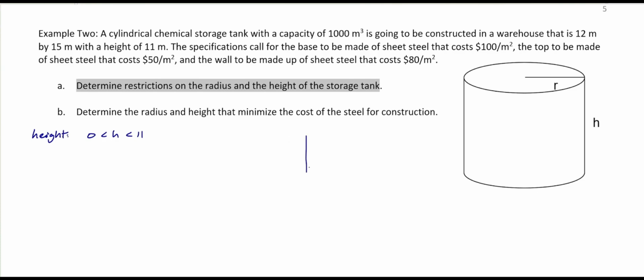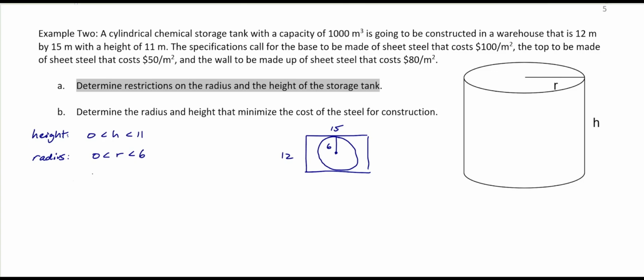Well, if the footprint or the base of the warehouse is 12 by 15, and my cylinder has to be in the middle here, that means that my radius can be no larger than 6 meters. Otherwise, it's going to exceed the walls of the warehouse. So there's a little rough diagram for you to help you understand what the restrictions are on the radius. Okay, so my radius has to be between 0 and 6.